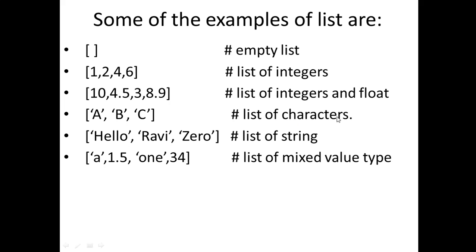of a list of characters, because single characters are enclosed under quotes. The next example, hello, Ravi, 0, under the square brackets, under the quotes, sets of characters, so it is an example of a list of strings. 'A', 1.5, 'hello', 134, a character, float, string, integer, is an example of a list of mixed value types. The values are mixed: one is a character, a float, a string, an integer. These are the various examples of lists.